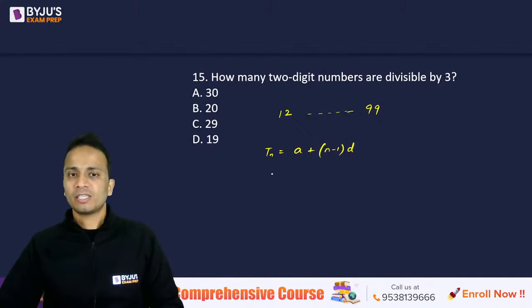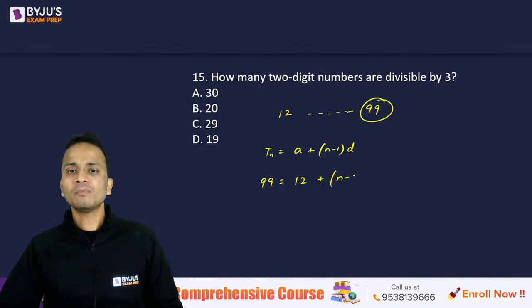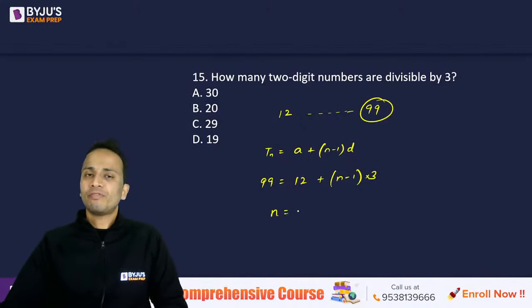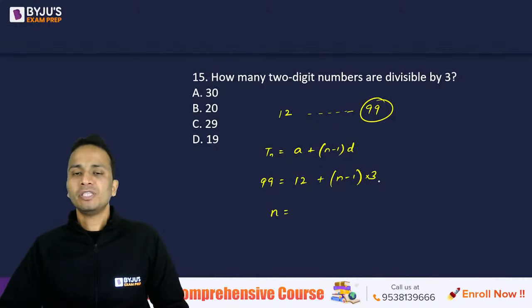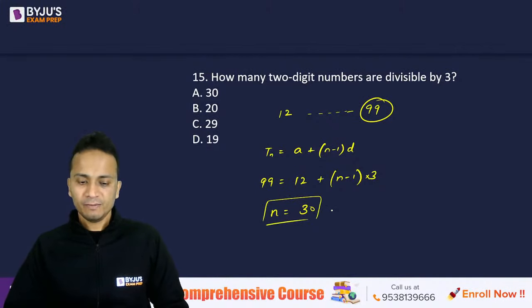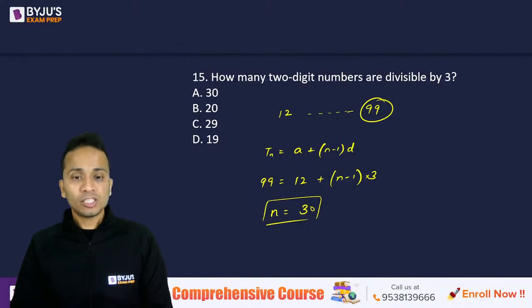Ye formula use kar sakte hain. Nth term, that is the last term which is 99, is equal to a which is 12, the first term. Number of terms n we have to find out, and the common difference will be 3. Now, upon solving this, you will get the value of n. So 99 minus 12, that is 87, divided by 3, 29 plus 1. The correct answer will be equal to 30. Okay. So 12 se leke 99 tak, we just need to count all these terms.